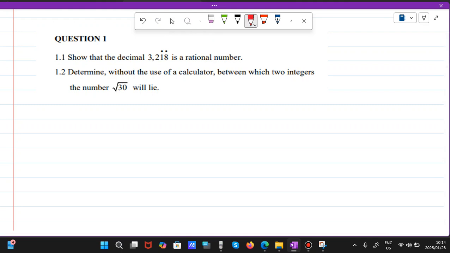1.1, question 1. Determine without the use of a calculator between which two integers the number square root of 30 will lie. When they say without the use of a calculator, it doesn't mean that you should not use the calculator. You should not touch your calculator. But you can use the calculator in a correct way, right? Let's hope I do make sense, right?